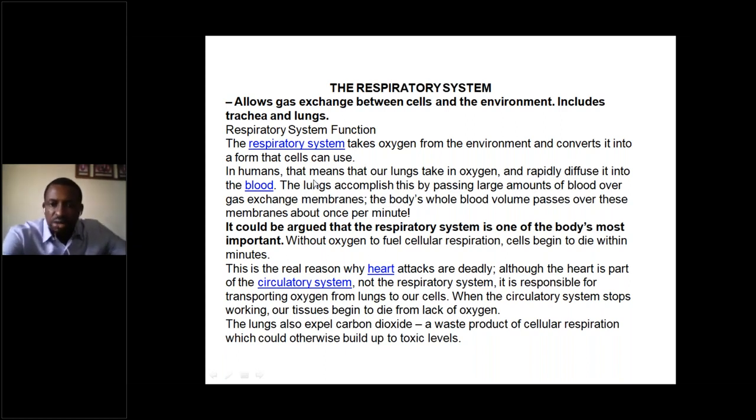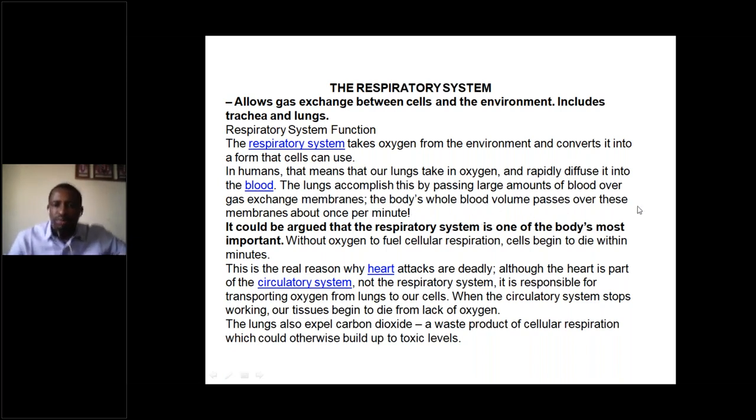Okay, how does it do this? It accomplishes this by passing a large amount of blood over the gas exchange membrane. If you look at the picture I show, you're going to see that on the alveoli of the lungs, there are blood capillaries. As the air comes, there is a lot of oxygen around there. Because the body needs a lot of oxygen and has much surface area, the capillaries will take it up and begin to transmit it.